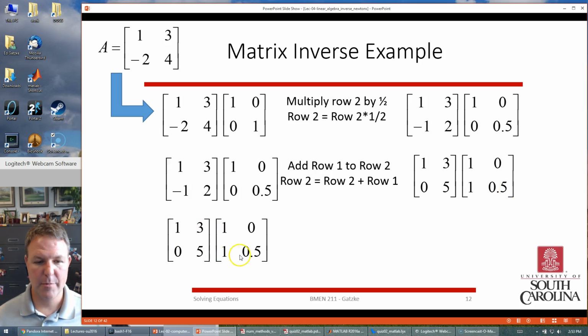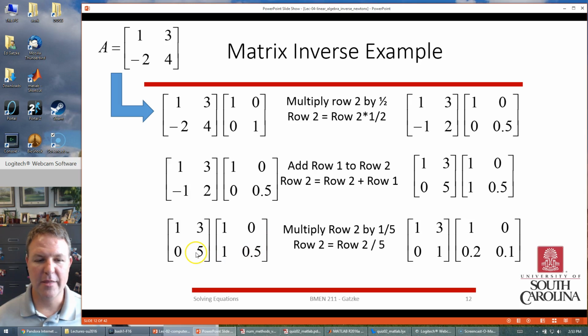So we have almost gotten 1s on the diagonal. We've gotten 0 below, and we've gotten 1s starting on the diagonal. We multiply the second row by 1/5, all the elements by 1/5, and replace row 2. 0 times 1/5 is 0. 5 times 1/5 is 1. 1 times 1/5 is 0.2. 0.5 times 1/5 is 0.1. So now we have this set. We have 1s on the diagonal and 0 below. This is pretty close. We basically solved the problem at this point, but we want the matrix inverse, which has a specific meaning.